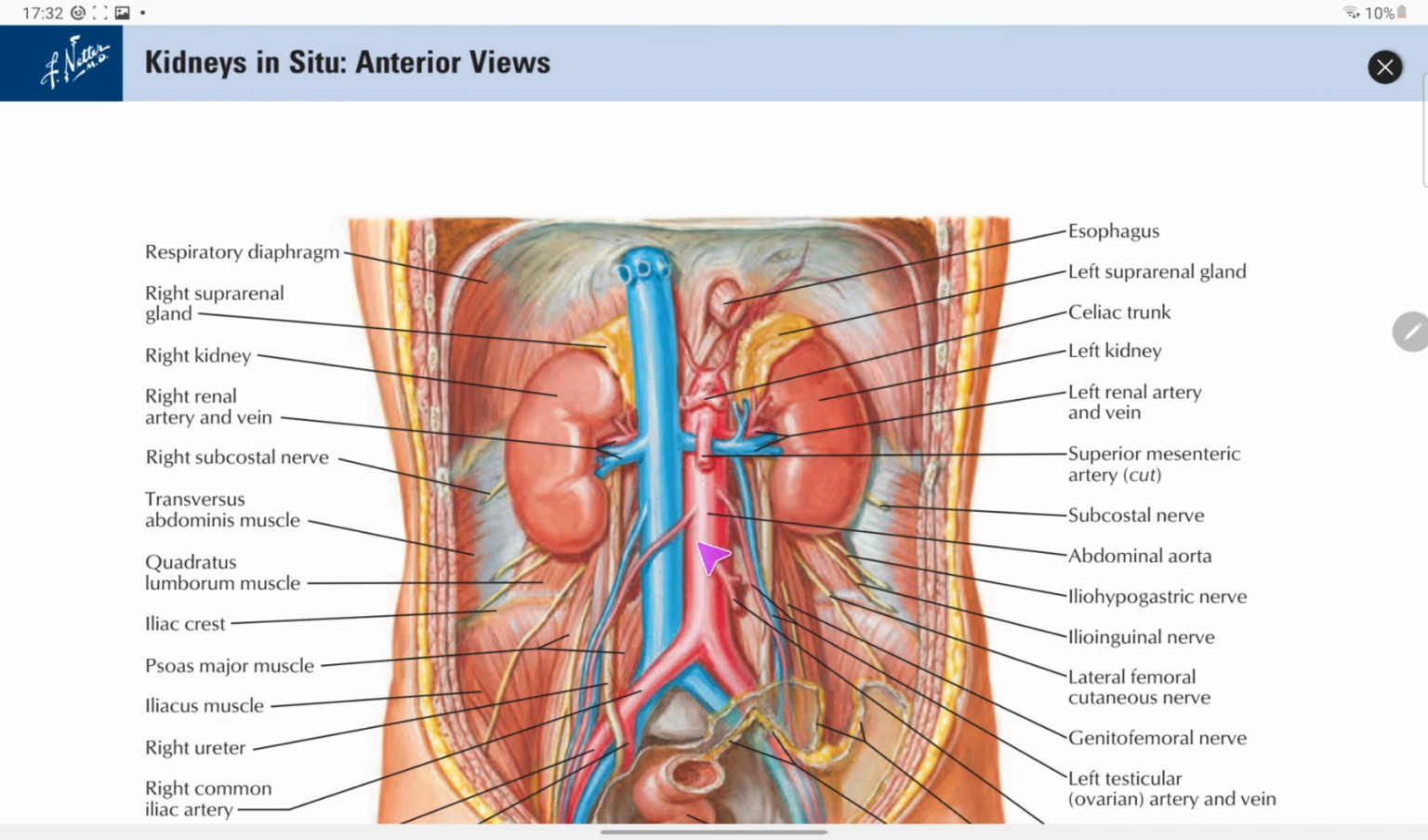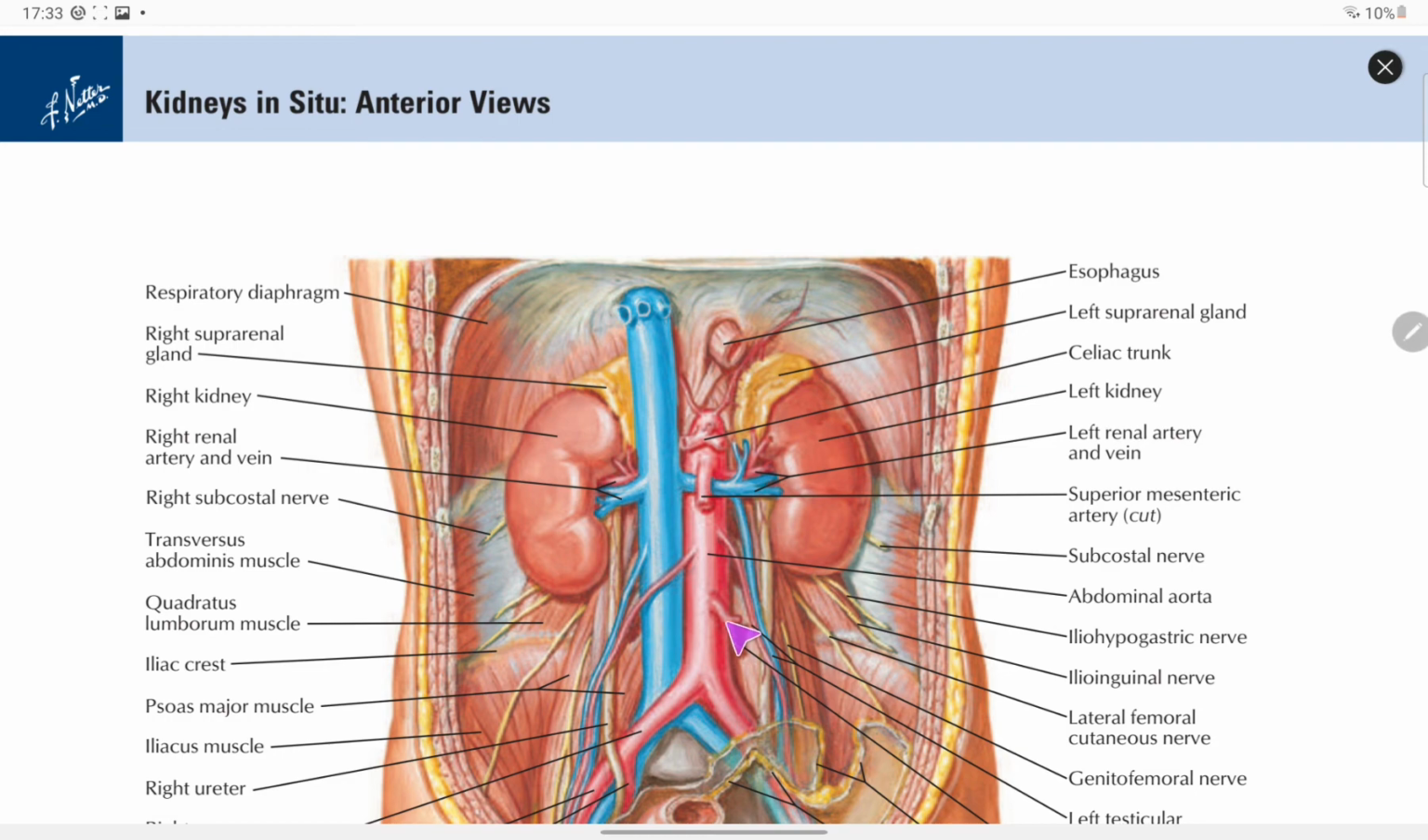The lower poles of the kidneys fuse together. Actually, the kidney is formed in the pelvis region and it ascends up. So during its ascent, the inferior mesenteric artery prevents the ascent of the horseshoe shaped kidney.